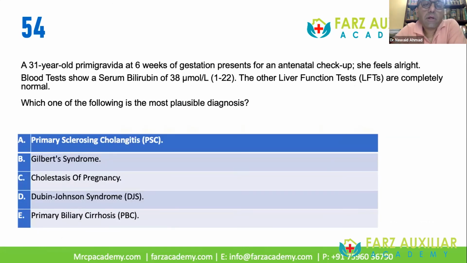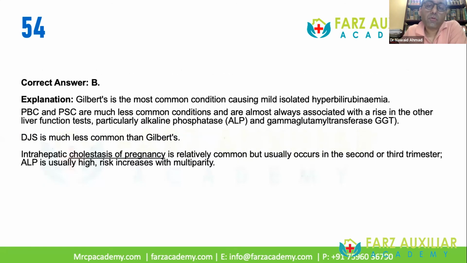A 31-year-old primigravida at 6 weeks of gestation presents for an antenatal checkup. She feels all right, but blood tests show that her serum bilirubin is 38. LFTs are completely normal. So what is the most plausible diagnosis? This is very common in real-life practice, where we see it quite often. This is very likely to be Gilbert syndrome, where the patient is pregnant. Intrahepatic cholestasis is relatively common, but because the LFTs are normal, it is unlikely to be that.